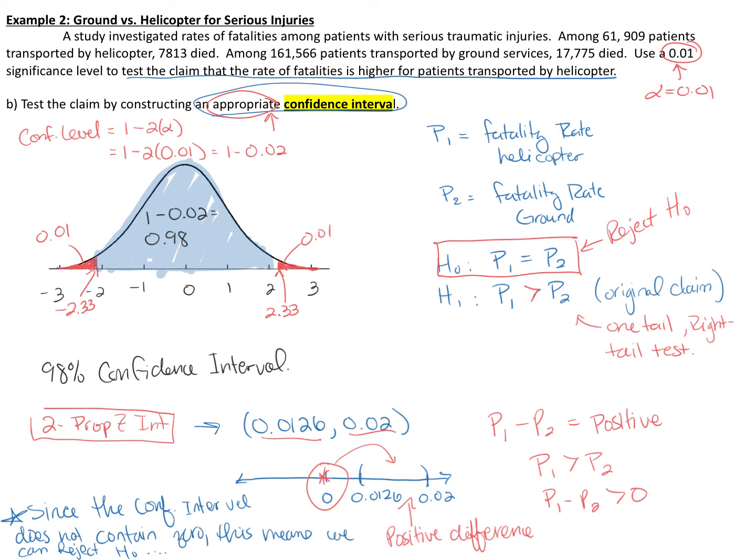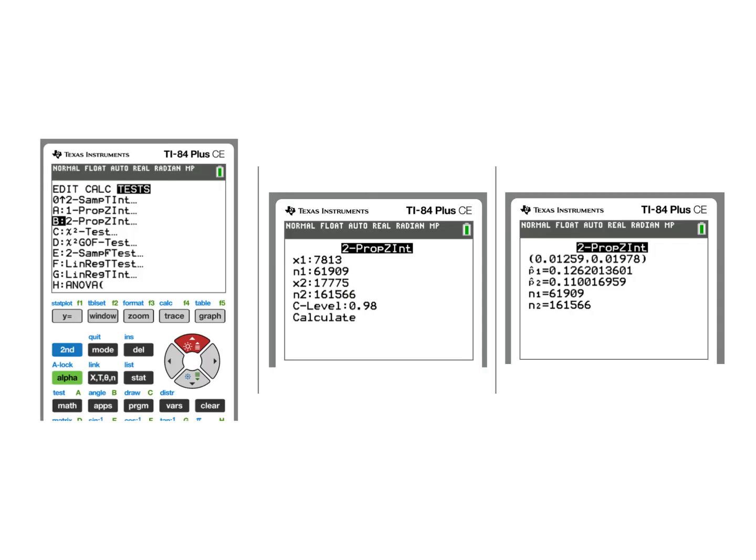I'll show you real quickly how to do all this on the calculator. On the calculator, you're going to go to Stat, tab over to Test, choose option B, 2 proportion Z interval, put in all your relevant sample data, and then make sure you understand how to interpret this confidence interval. I always tell students, check all this information to make sure that you typed everything into the calculator correctly.